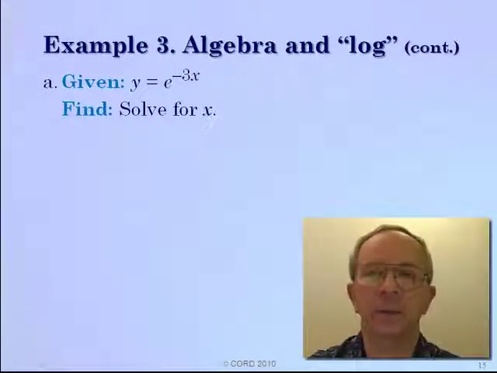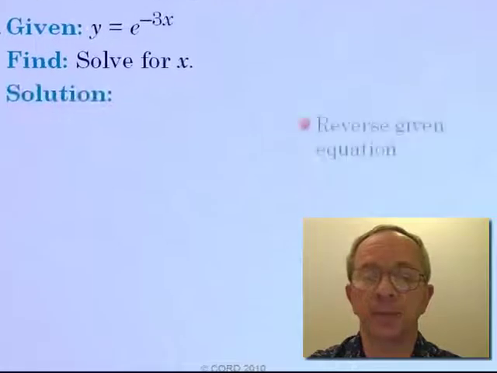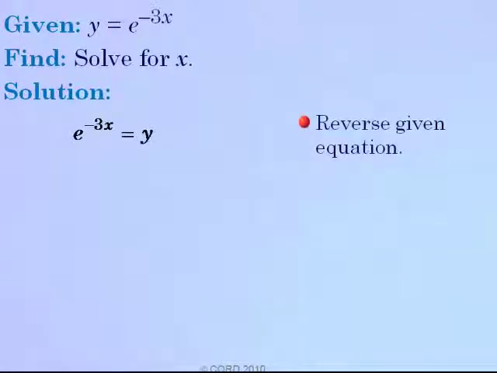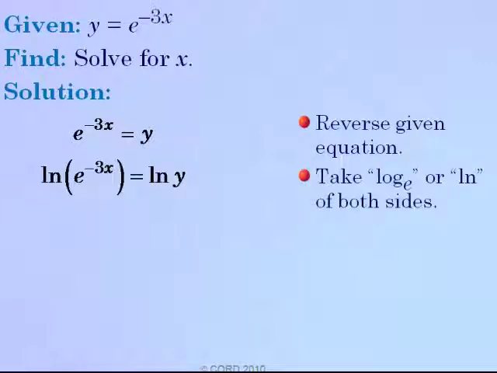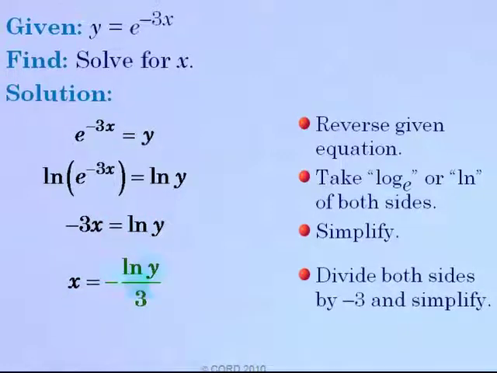How about a second example? y is equal to e to the minus 3x. We need to solve for x. Again, just reverse the equation so that x is on the left side where we'd like it to end up, and take the log base e, or the natural log, of both sides. This will, of course, undo the exponent here, and then it'll come down to minus 3x. And on the right side, we've just got the natural log of the variable y. Now we divide both sides by negative 3, and x will equal negative the natural log of y over 3.